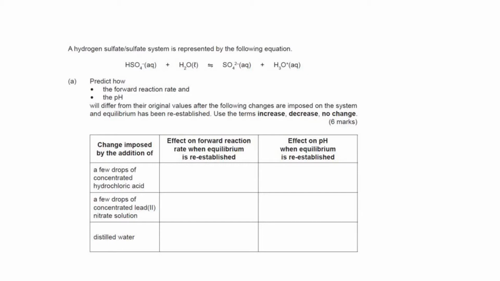The forward reaction, which is unaffected by any changes to its concentration, overtakes the reverse and the equilibrium shifts to the right. This leads to a consumption of hydrogen sulfate and an eventual decrease in its concentration. So to answer the question, what is the effect on the forward reaction rate once equilibrium is re-established? Well, it's been decreased.